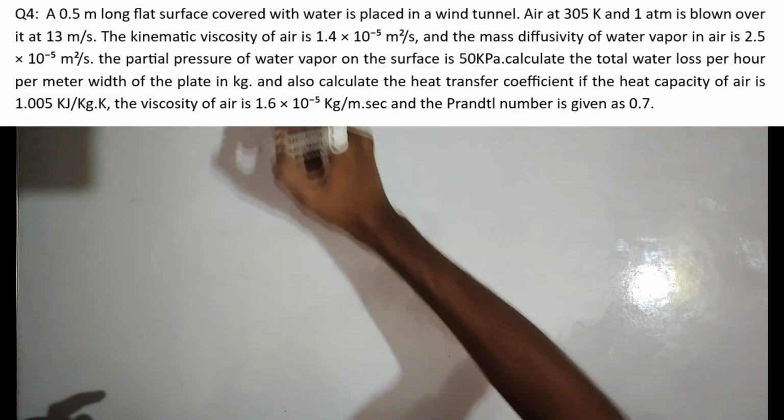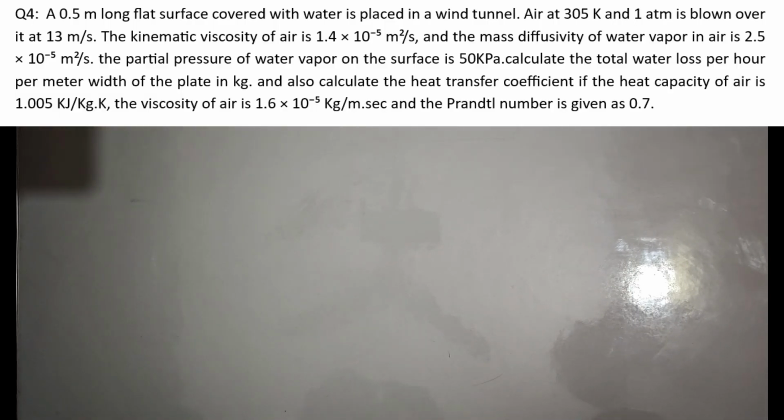So let's move to the next question. The question is: a 0.5 meter long flat surface covered with water is placed in an internal air flow at 105 Kelvin and 1 atmosphere, blown over it at 13 meter per second. The kinematic viscosity of air is 1.4 into 10 raised to power minus 5 meter square per second, and the mass diffusivity of water vapor in air is given as 2.5 into 10 raised to power minus 5 meter square per second. The partial pressure of water vapor on the surface is 50 kilopascal.